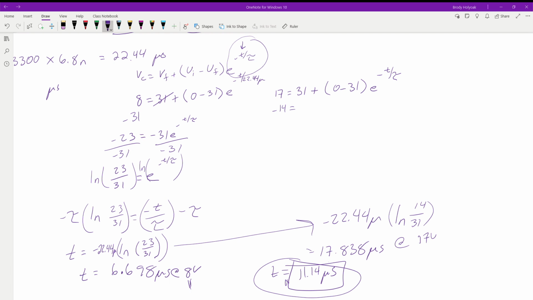The only difference is the value inside your natural log needs to be positive. So you have the negative VC. Oh, gotcha. So VF minus VC. Yeah, there you go. Negative 17 plus 31 would get you to the 14. So it's your V final minus your V capacitor.